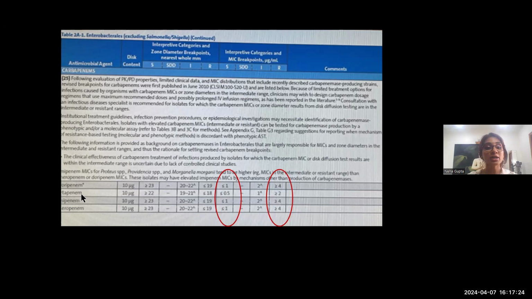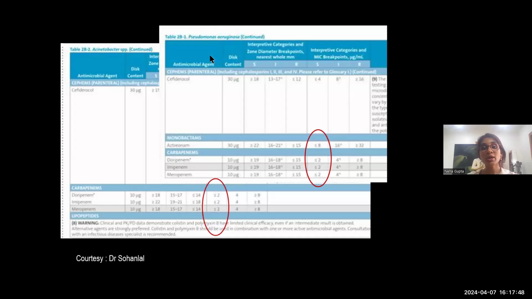So for the ertapenem, the susceptibility breakpoint is less than 0.5, whereas for the imipenem, meropenem, and the doripenem, for the Enterobacteriaceae, excluding the Salmonella as well as the Shigella, the susceptibility breakpoint is 1 and the resistance breakpoint is 4. And for the Pseudomonas as well as for the Acinetobacter, the susceptibility breakpoint are different.